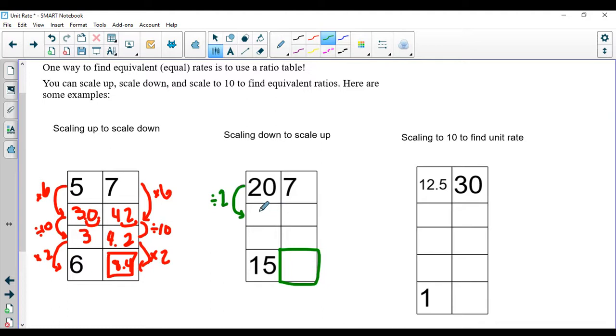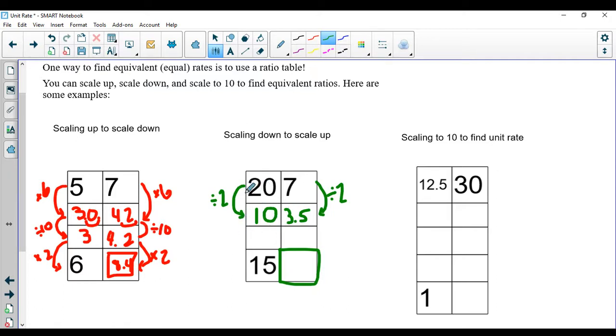20 divided by 2 is 10. And I'm going to do the same thing on the side because, again, we're keeping things equal and balanced and proportional. So 7 divided by 2, I know, is 3 and a half, 3 5/10.